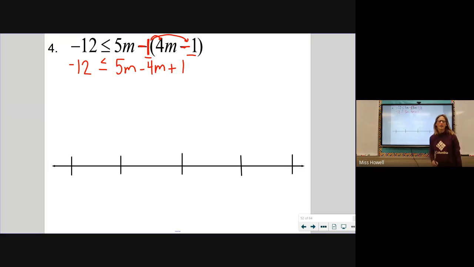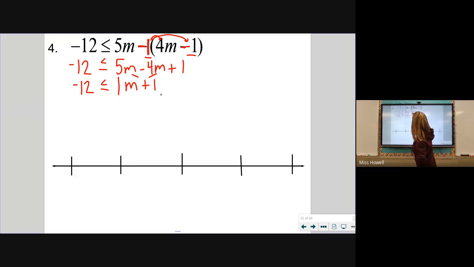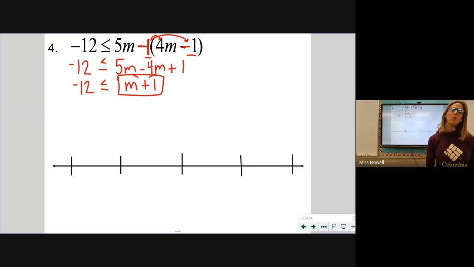All right, now that our parentheses are gone, we have to finish our simplifying process by combining any like terms. So over here, negative 12 does not have a like term. These two terms both have a variable of m, so they can go together. 5 minus 4 would just give us m, or 1m, plus 1. All right, if you choose to leave it like this as just m plus 1, which is the easier thing to do, then you have a one-step inequality to solve. If you put 1m plus 1, which is perfectly fine, then it's going to require you 2 inverse operations to finish the problem. Both will get you to the same final correct answers.